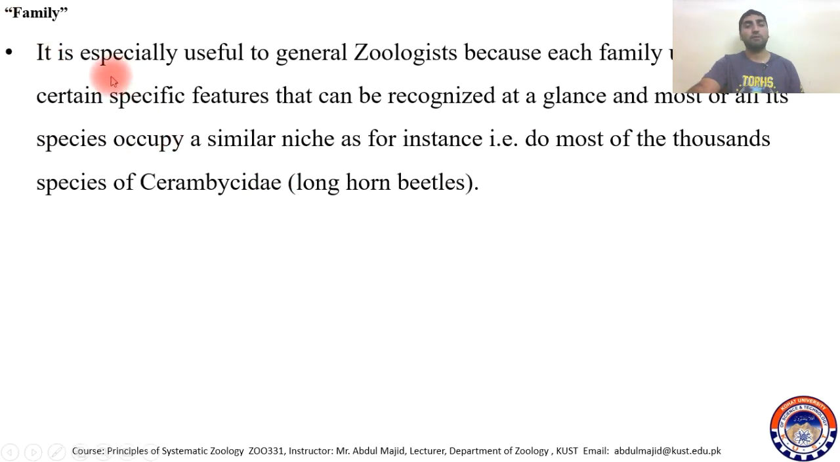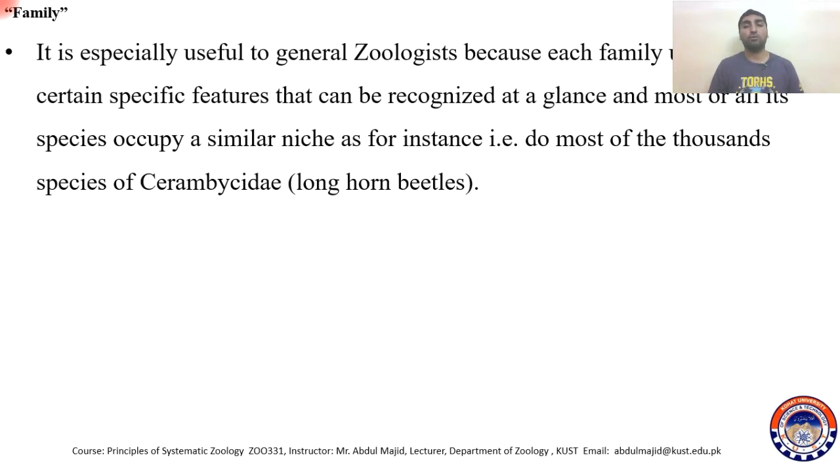So it is especially useful for general zoologists, because each family usually presents certain specific features that can be recognized at a glance. As I told you at the very start, family characteristics are most of the time very clear. So you can recognize at a glance and say this bird or this animal belongs to this family, because the characteristics are very prominent.